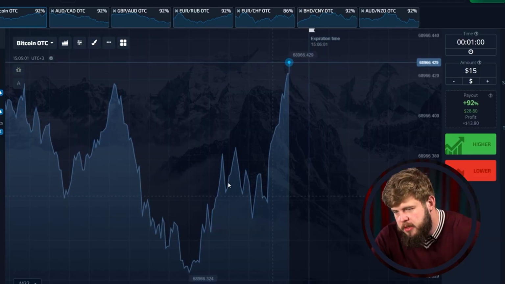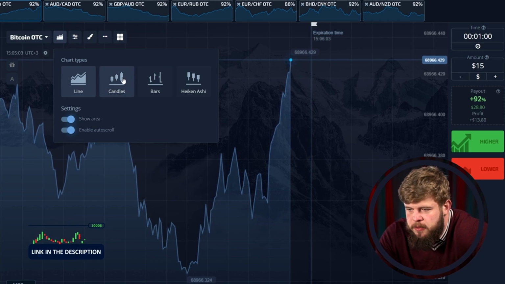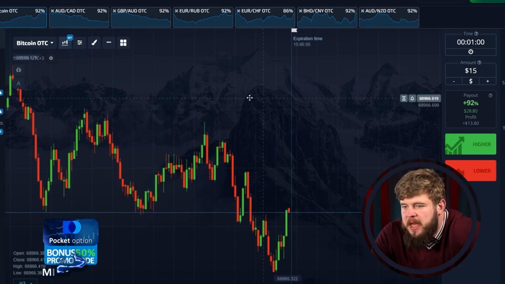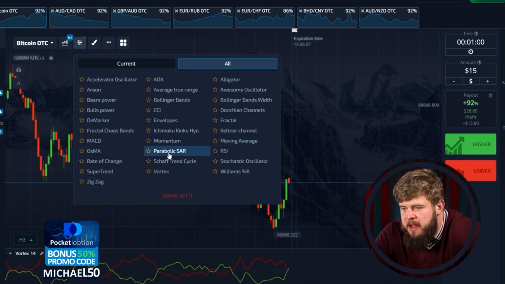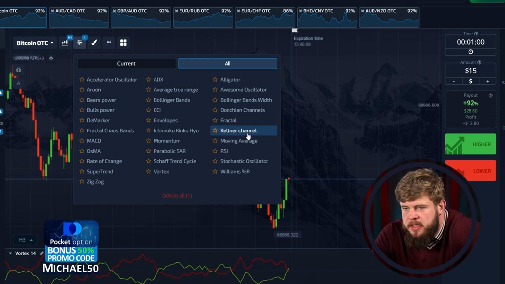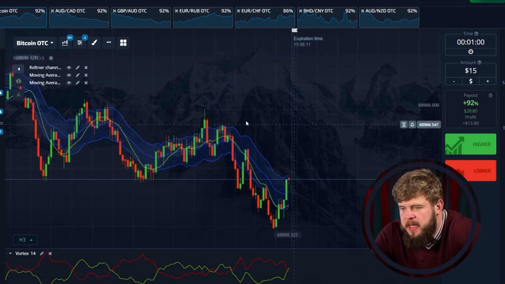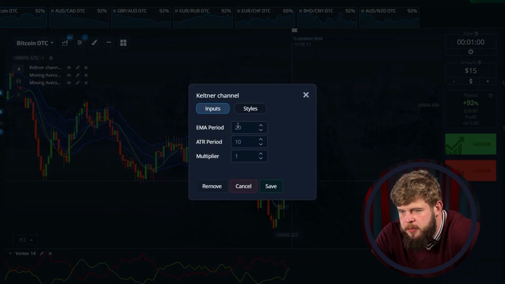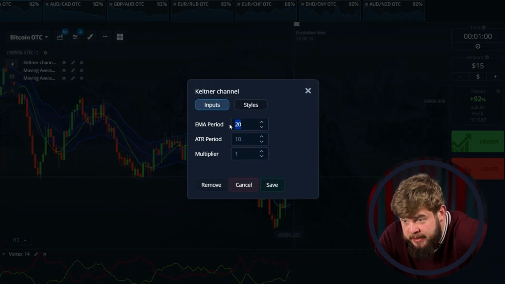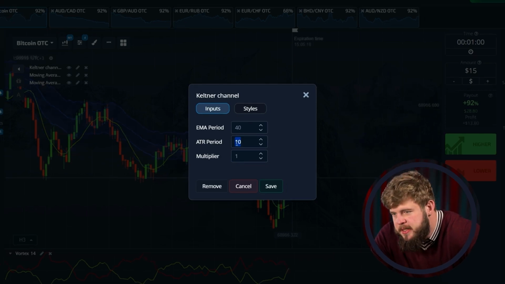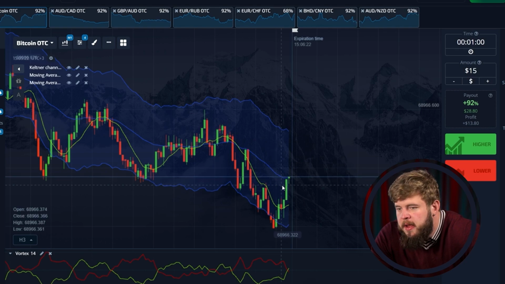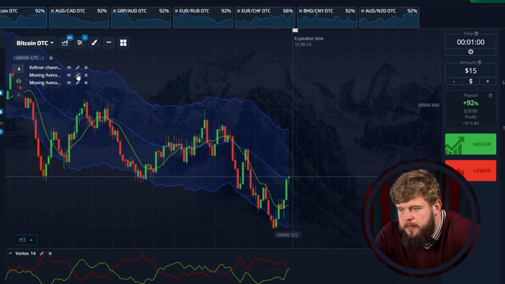Okay, brothers, sisters, now let's start our trading session for today. Let's set the candles. By the way, I'm trading on the best platform for the binary options market. This is Pocket Option. Now I'm setting the indicators. The first one is 2 moving averages. Second one is Keltner channel, which I'm setting right now. Okay, safe. So now we are ready to start trading.